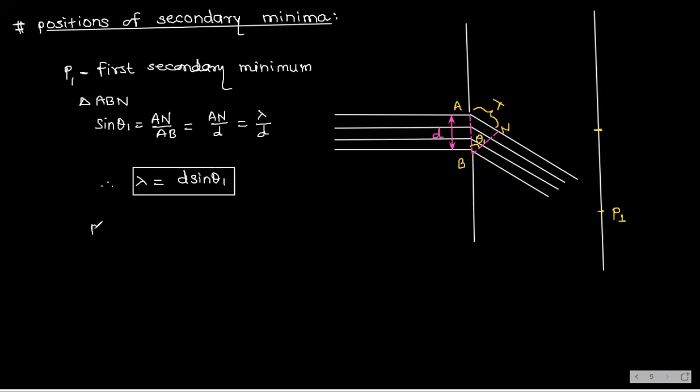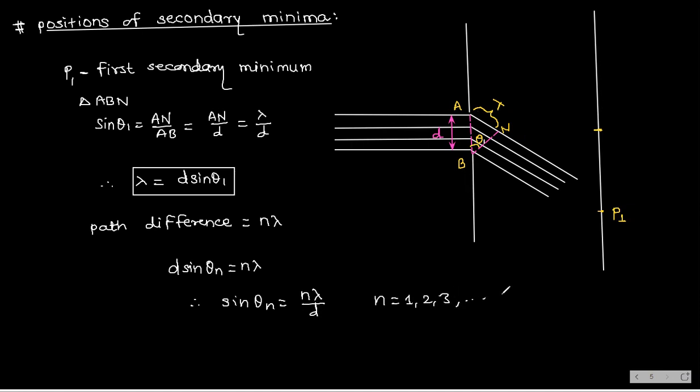Now path difference is equal to n lambda, and therefore d sine theta n is equal to n lambda, and therefore sine theta n is equal to what? n lambda by d, where n is equal to 1, 2, 3, and so on. This is the formula for what? Angle, right? Sine theta. So lambda is equal to d sine theta 1. If you want first, n is equal to 1. Second, 2, 3, and so on. Okay. Clear? This is for minima.